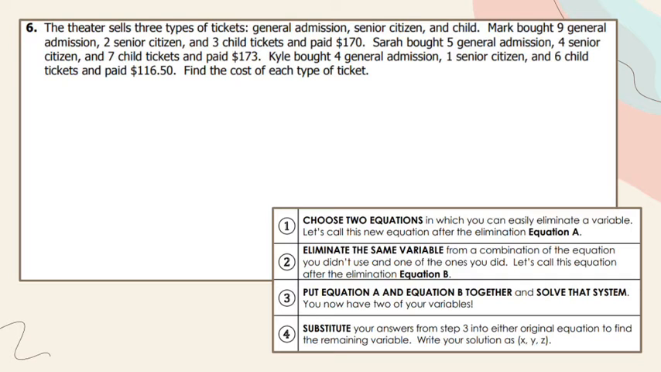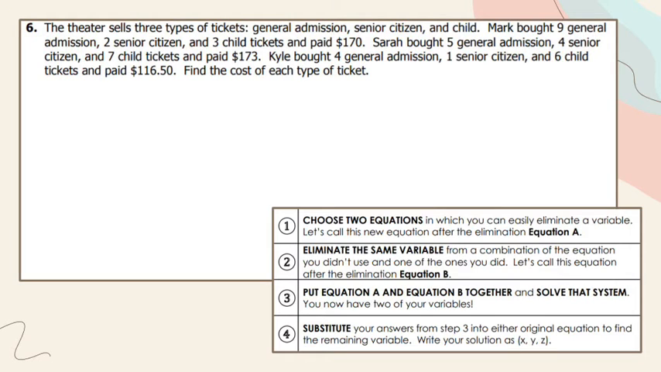Okay, for these word problems, there's a reason I give you half a page to answer them. You have to read the word problem, write 3 equations from it, and then solve a system of 3 equations. So that's what we're going to do. The theater sells 3 types of tickets: general admission, senior citizen, and child. Mark bought 9 general admission tickets, 2 senior citizen tickets, 3 children's tickets, and paid $170. And Sarah bought some tickets, and Kyle bought some tickets. So we need to find the cost of each type of ticket.